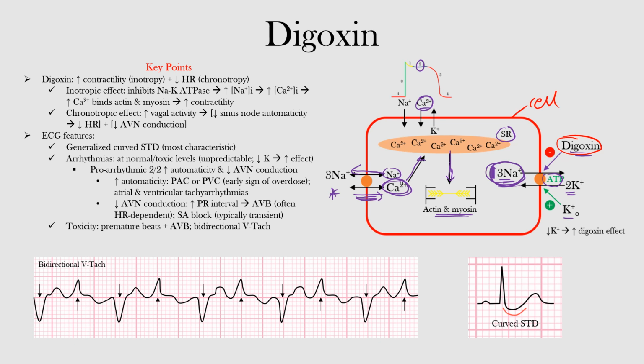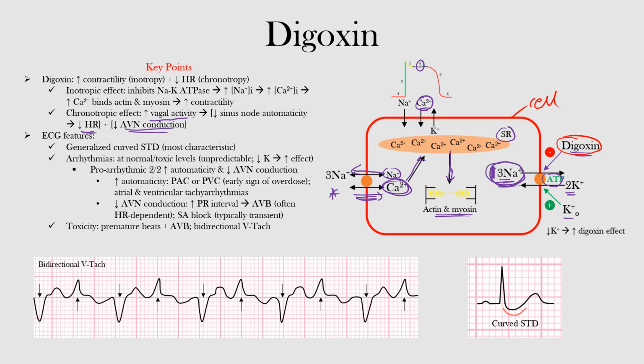Now, the negative chronotropic effects are a result of an increase in vagus nerve activity. This diminishes the automaticity of the sinus node, thereby lowering the heart rate. It also slows conduction over the AV node. Okay, so remember, this negative chronotropic effect, we have an increase in vagal activity, and because of that, it's acting on both the sinus and AV node. If it acts on the sinus node, it's going to slow it down, so we see a decrease in heart rate, and if it acts on the AV node, we'll see a decrease in that AV nodal conduction.